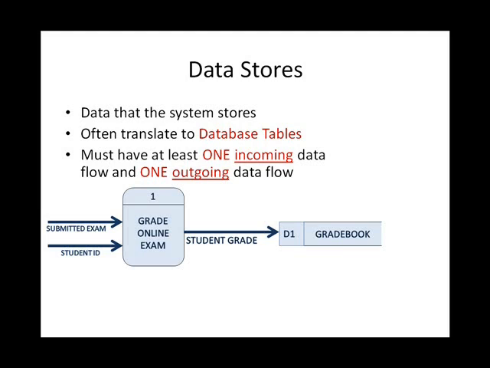Again, the rules of the data store, as you see here in front of you, are that they must have at least one incoming data flow, sorry, and one outgoing data flow.